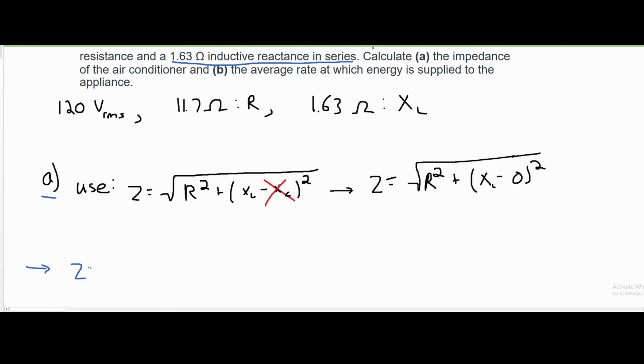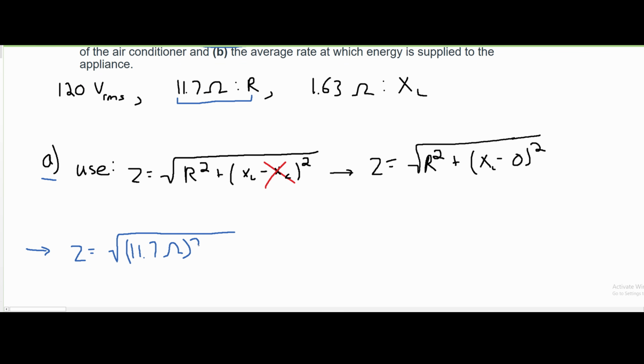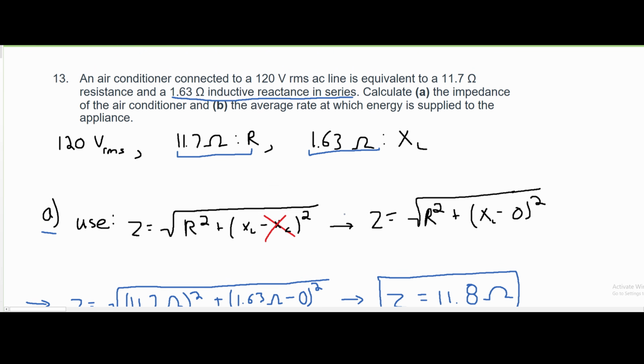We can write that our Z is equal to the square root of our R squared, and we know our R is 11.7 ohms. This is going to be in parentheses squared, and we're going to add this to our X of L, which we were given as 1.63 ohms, and that is squared. After we put this into a calculator, we are going to get approximately 11.8 ohms for our Z, and that's the answer for part A.